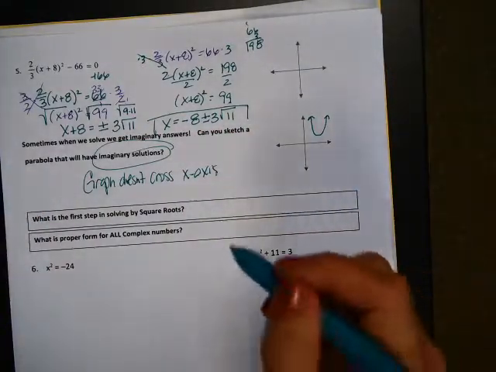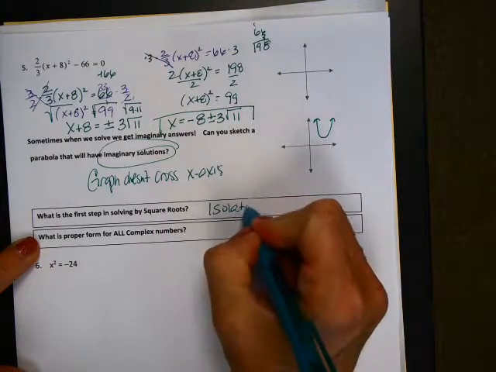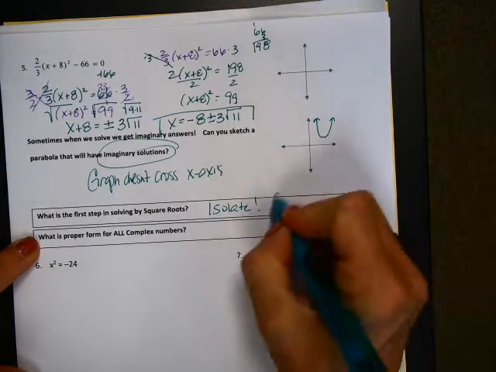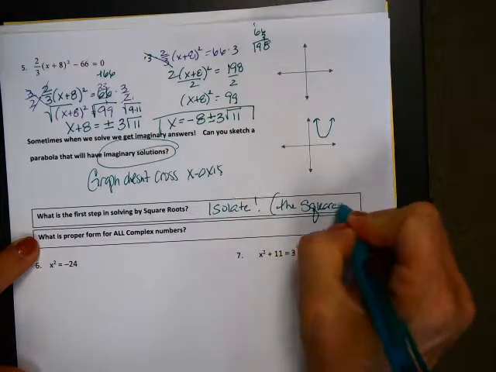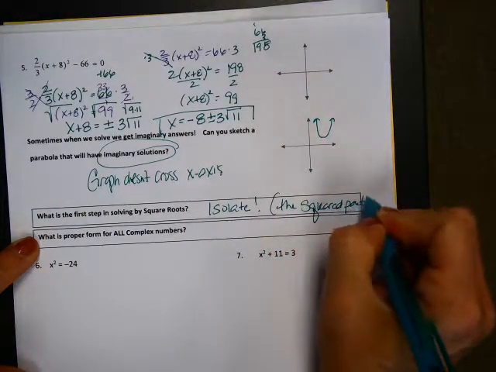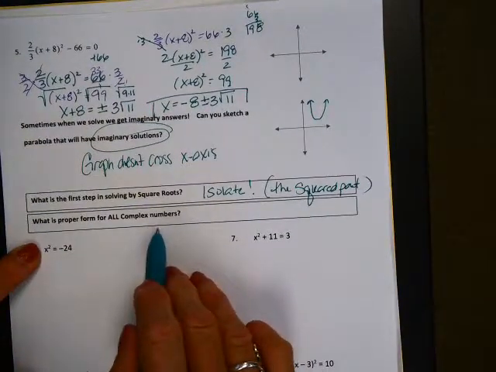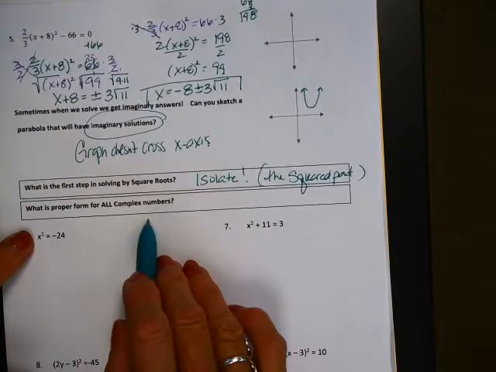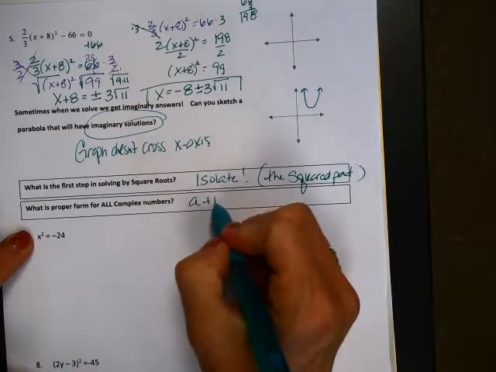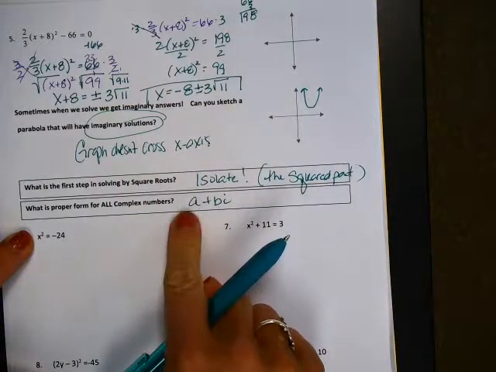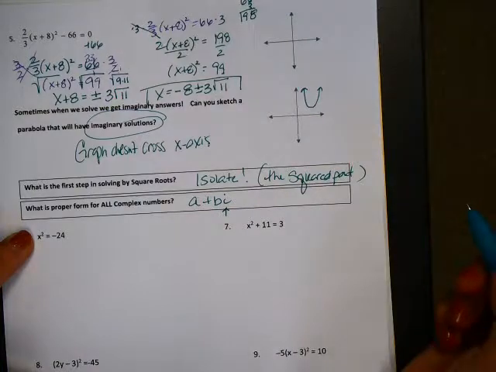So let's recap. What's the first step when we solve square roots? Isolate. Which part? The squared part. What's the proper form for all complex numbers? Remember last lesson we learned about imaginary numbers, and when you leave your answers you do a plus bi, the real part, the imaginary. How come I know it's imaginary? Because it's got the i.